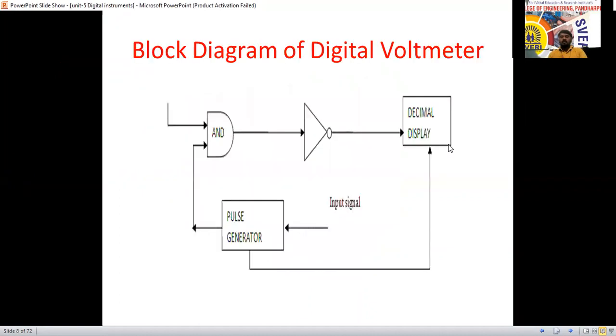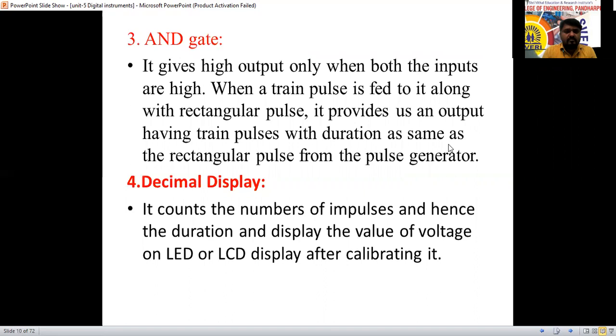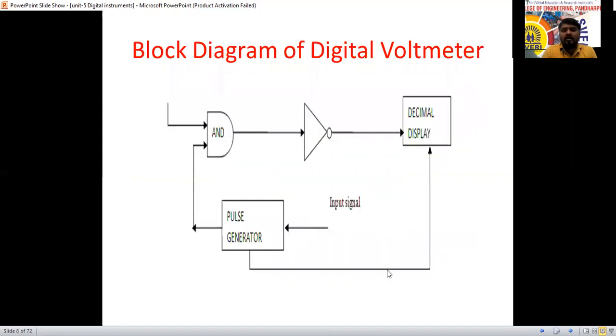So the block diagram of the digital voltmeter, we will discuss that. If you understood this, then you can easily use it here now. So this is the block diagram. Actually, the input signal we are going to give here. This is the pulse generator. It is going to generate a pulse here. Whatever the input signal given here, it will give the output, the rectangular pulses, here.